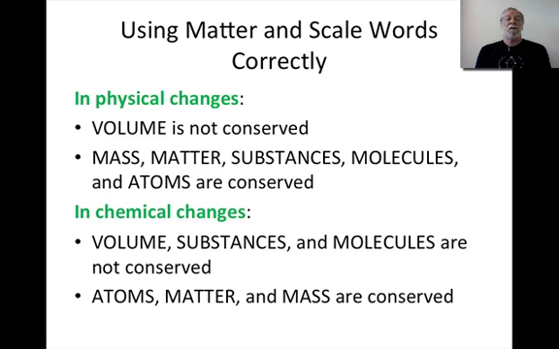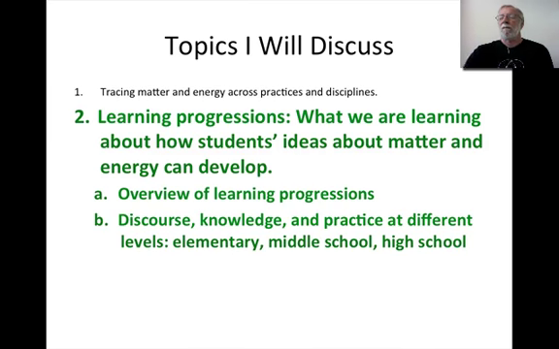In chemical changes, volume is still not conserved. Substances are not conserved. In photosynthesis, for example, the water is no longer there at the end, and molecules are not conserved. But on the other hand, atoms and matter and mass still are conserved in all physical and chemical changes. So this is hard stuff. Our attempt to understand how it is that kids can understand this over time is the focus of our learning progression work.